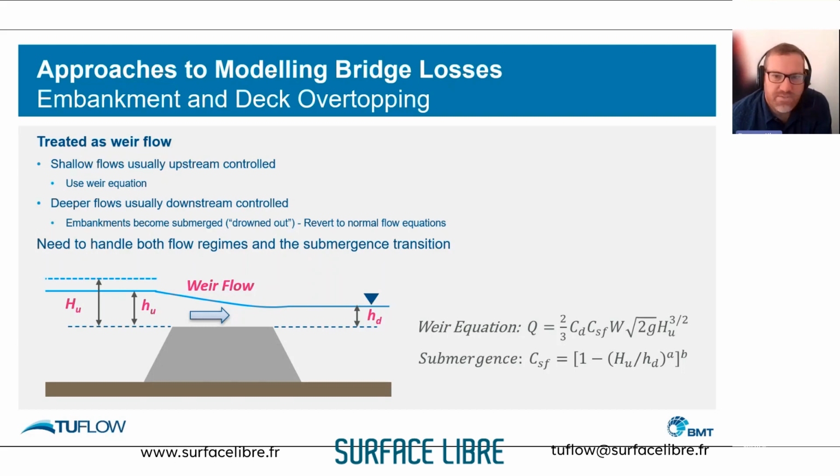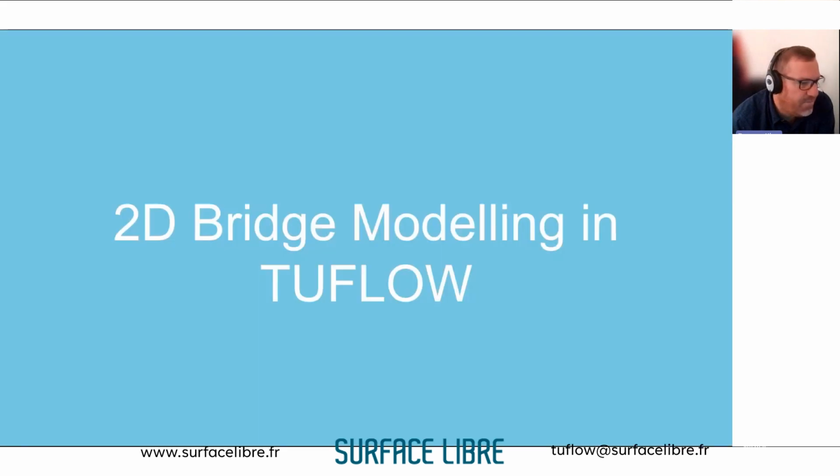So all in all, in terms of bridges, we have the energy losses or form losses from the contraction and expansion of flow, we have the pier losses, and then we have the losses associated with overtopping. Those are the things we need to start representing. So how do we do this in TUFLOW?